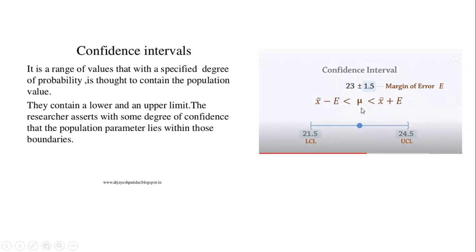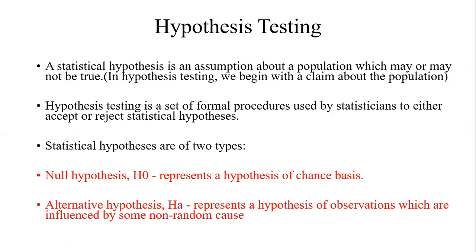Just keep in mind, a confidence interval is a range. There is always an upper limit and a lower limit. And the third one is hypothesis testing. This is a very important topic when you go for your statistical test. A statistical hypothesis is an assumption about a population which may or may not be true. In a hypothesis, you always try to claim something about a population. Hypothesis testing is a set of formal procedures used by statisticians to either accept or reject a statistical hypothesis.